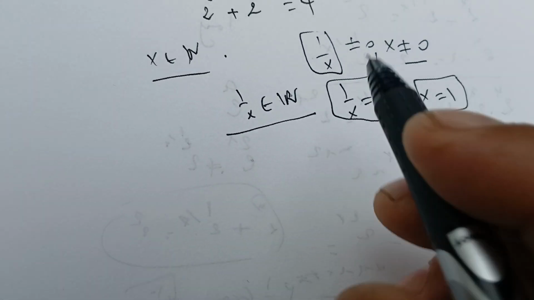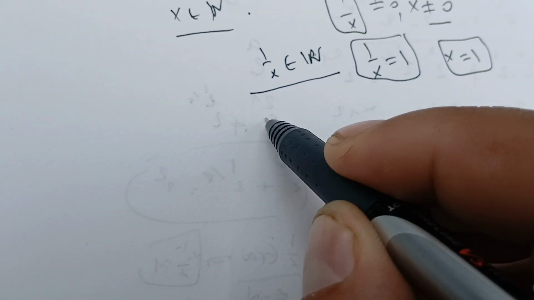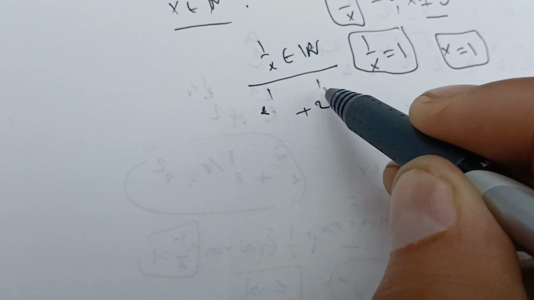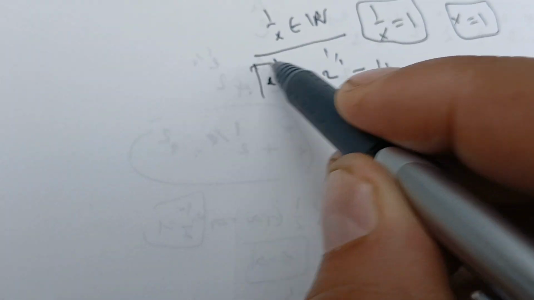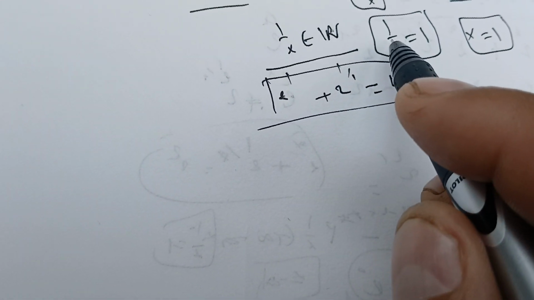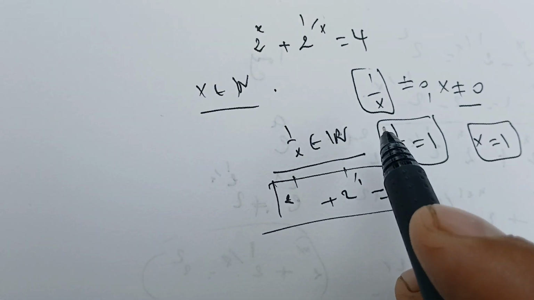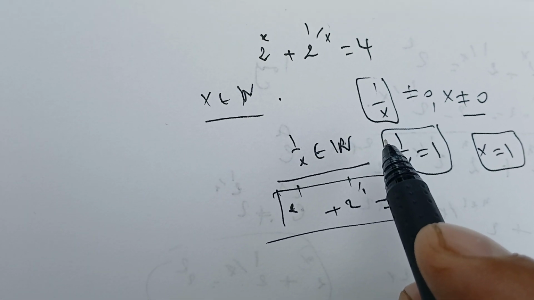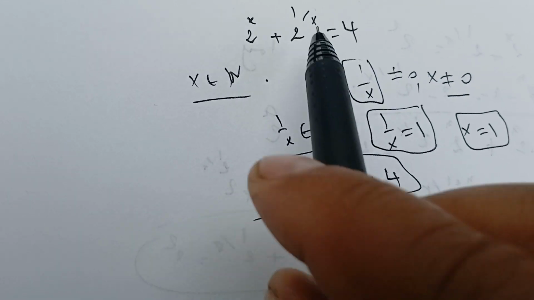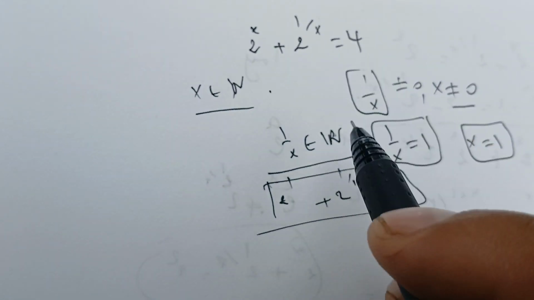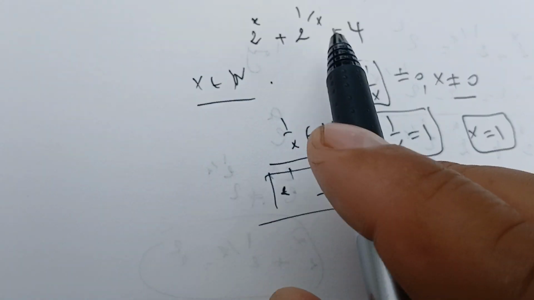We check that 1 is a solution. So we have 2 to the power 1 plus 2 to the power 1 over 1, which is 1, equals 4. That means 1 is a solution. And in N, this is the only solution that we have. So that's the only number that we can see. But are there any other numbers that can solve this equation?